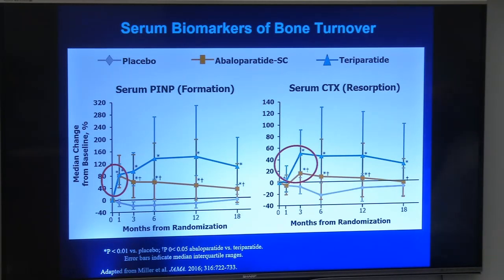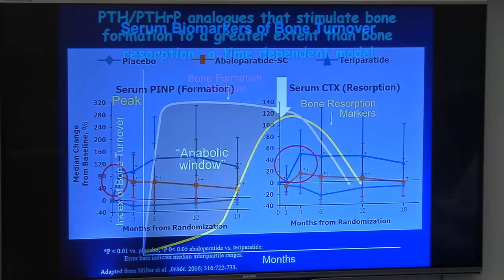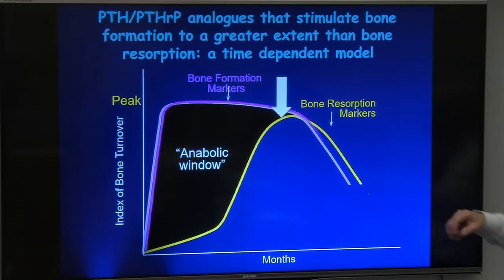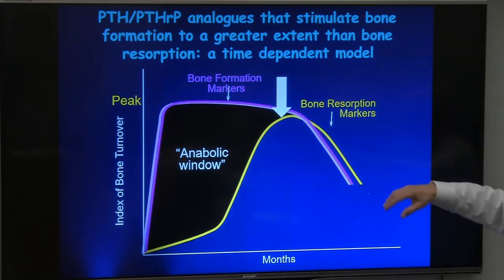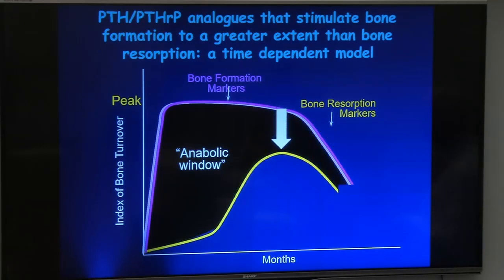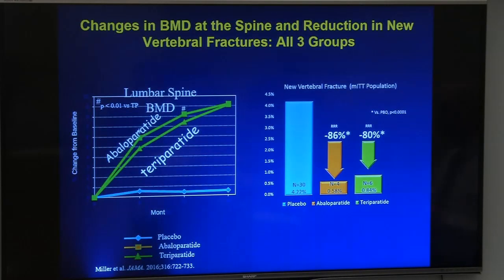And this idea can be parlayed into my cartoon. If bone formation markers are the same, more or less, but bone resorption is stimulated to a lesser degree, you're creating a wider anabolic window with this drug that we are talking about. So in terms of bone density, not much of a difference at the lumbar spine between the two drugs. In terms of new vertebral fractures, not too much difference between the two drugs and placebo, both showing marked reductions in relative risk, 86% to 80%.